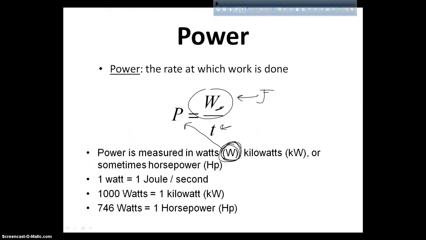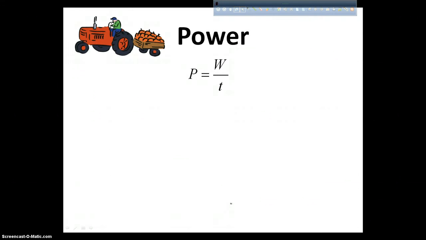J. I'm sorry for my writing. So power is work divided by time. Power is going to be measured in watts or kilowatts. 1 kilowatt is simply 1,000 watts. Sometimes it's measured in horsepower, but I'm really not concerned about you knowing this particular conversion right now. Power is work divided by time.